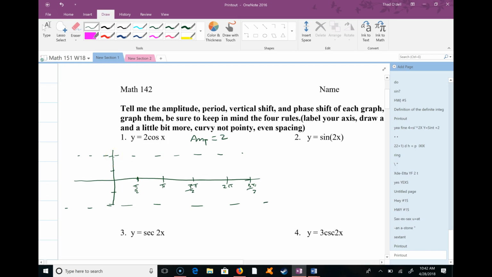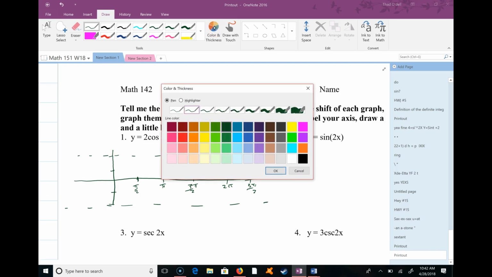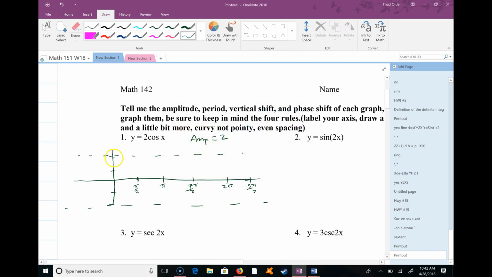Okay, so now I'm going to go ahead and draw. Cosine starts at the top. I need to use a different color, just so we can see the difference. Maybe we'll use blue. So cosine starts at the top, but notice it's starting at 2, not at 1. It's going to go down to the middle, which is 0, and go down to the bottom, which is -2. Back up to 0, back up to the top. Notice the spacing from top to middle and from middle to bottom is the same distance on the x-axis. That's that spacing that we've talked about before.